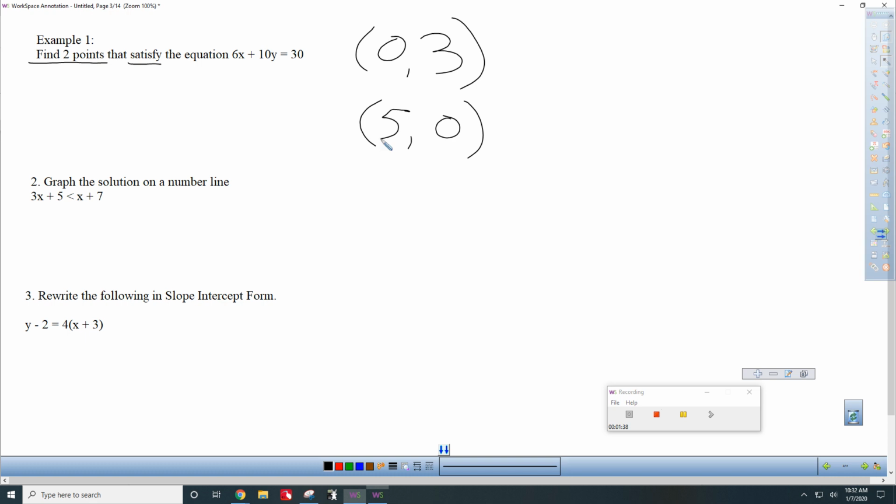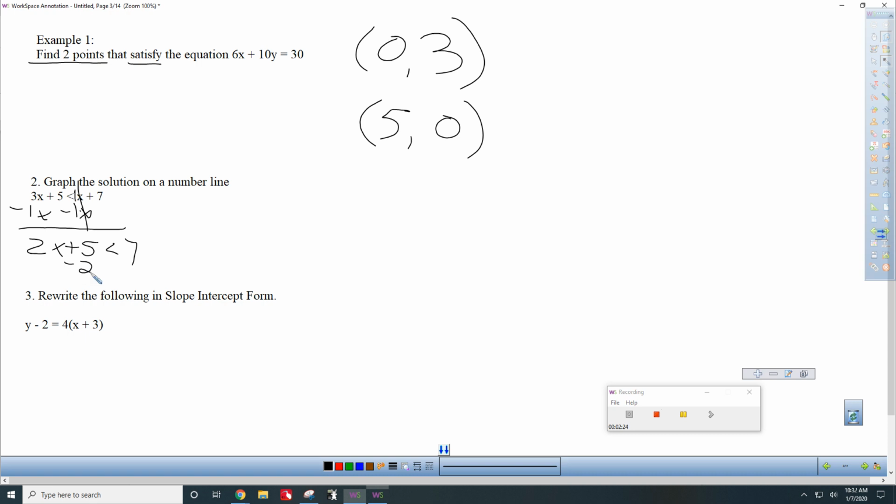Graph the solution on a number line. All right, there's a 1 here in front of that. I'm going to subtract 1x from both sides. Remember, if you're following along at home, you should pause the video, do the problem, and then watch me do the solution. You don't learn by watching nearly as well as you learn by doing. So, you get 2x plus 5 is less than 7. Subtract 5.